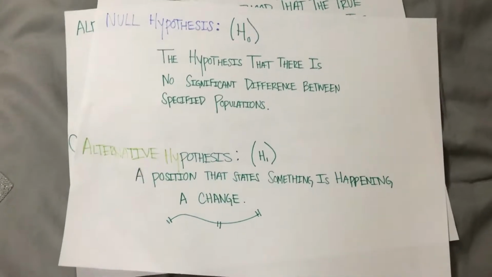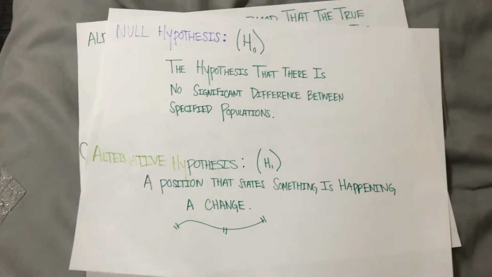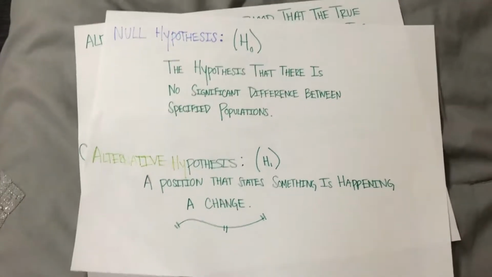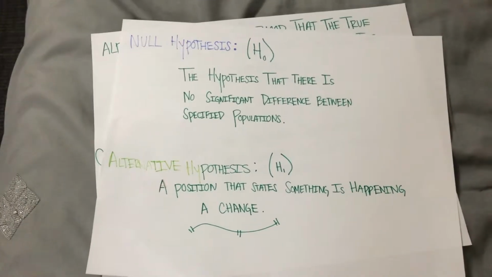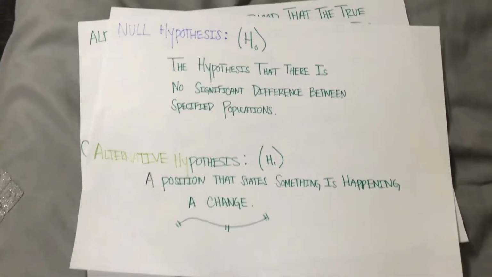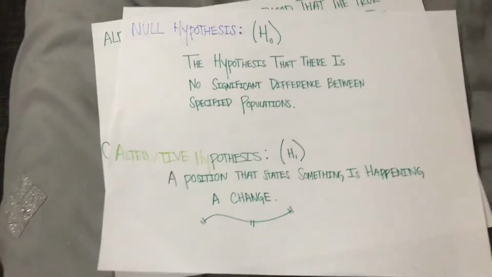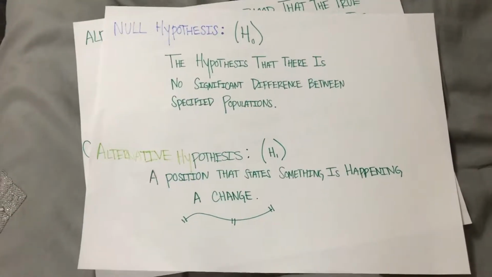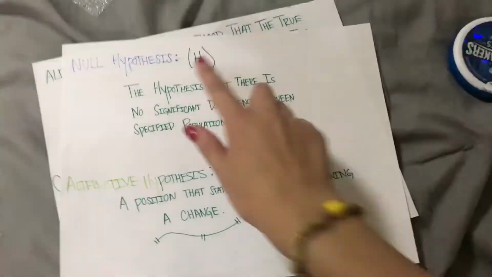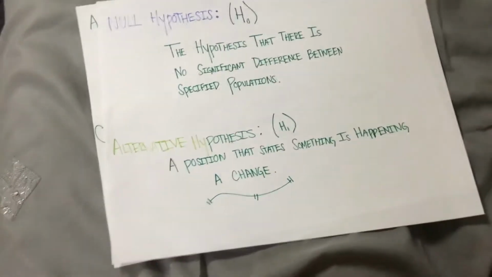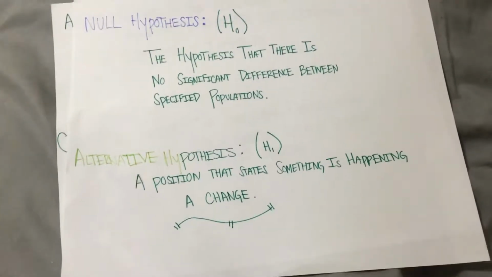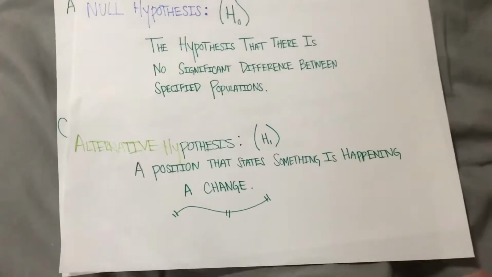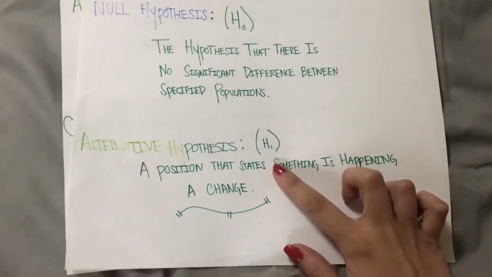There are two types of hypothesis. The first one I'll be explaining is the null hypothesis. This one states that there is no significant difference between specified populations. For example, if there's no change within the data collected, then it will be considered a null hypothesis, also known as H0. The other type of hypothesis is the alternative hypothesis, which means that a change did occur and can be written as H1.